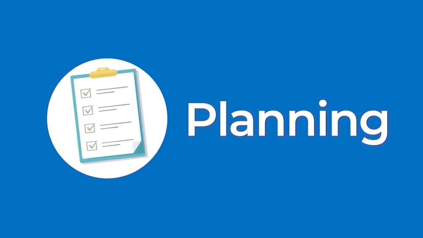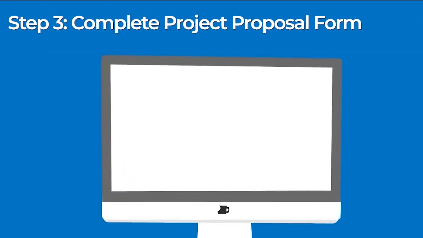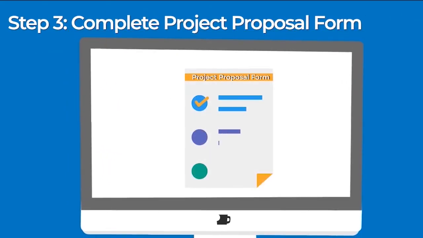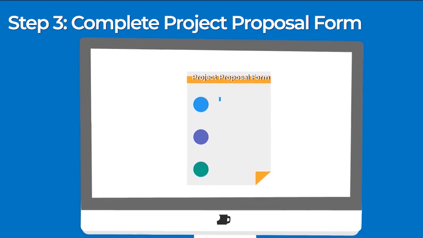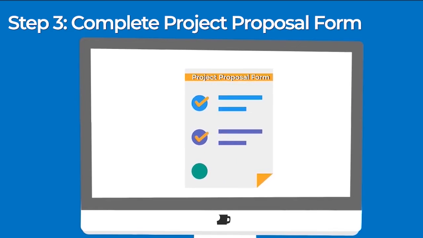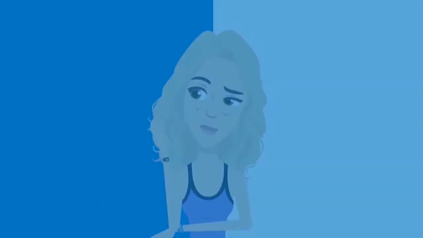The planning stage is where council is provided with all the necessary information so that they can show their support for your project. Step 3 is to complete the project proposal form online. Before completing this form, please take a look at the checklist provided at the beginning of the online form to ensure that you have all the required details, such as project scope, funding details, quotes, and any grant information.